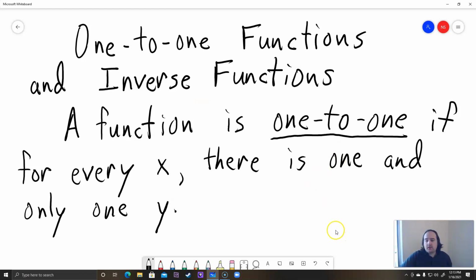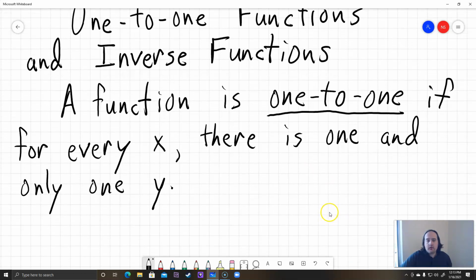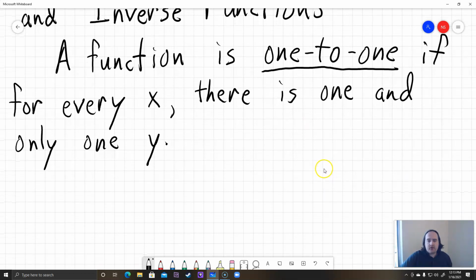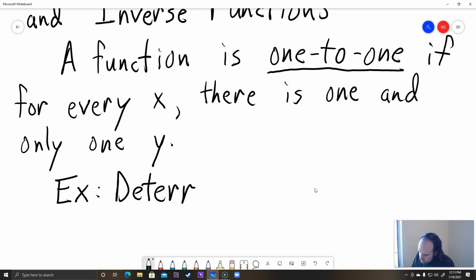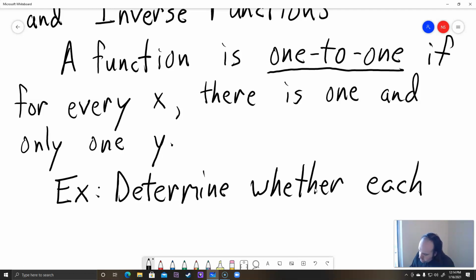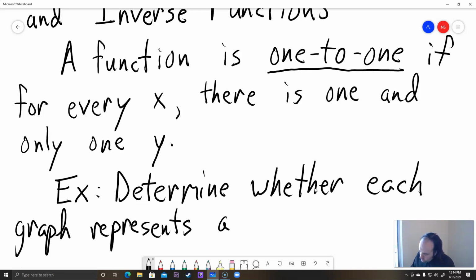We're mostly going to be looking at some graphs here and trying to decide whether the graph represents a function that's one-to-one. Okay, so let's see an example. Determine whether each graph represents a one-to-one function.